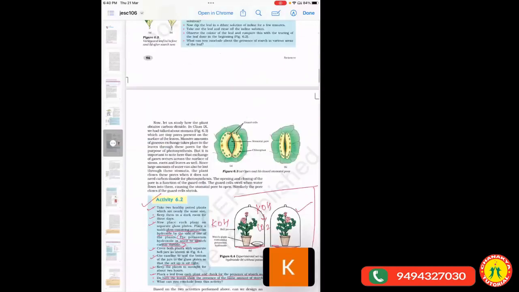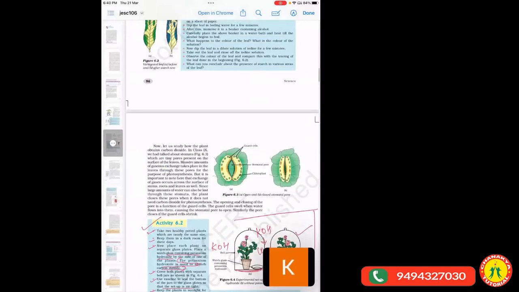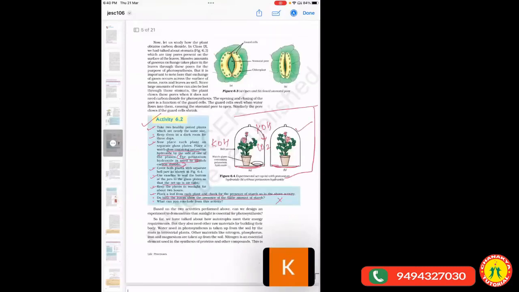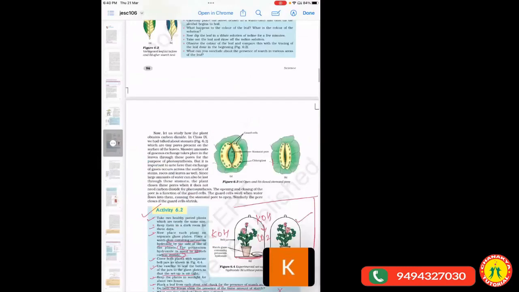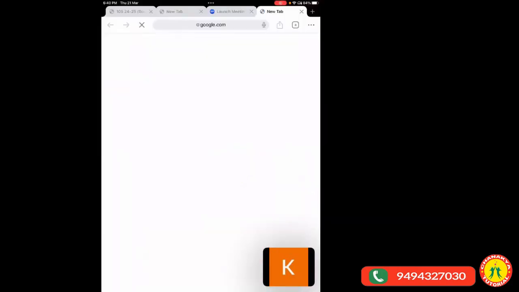Now coming to this part, activity 6.1. Usually they do not ask about this activity every time, but yes, we should know about it. In this activity 6.1, I'll show you the experiment, and how to go ahead with it.